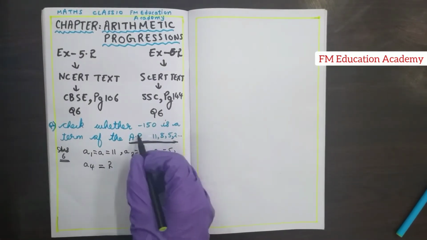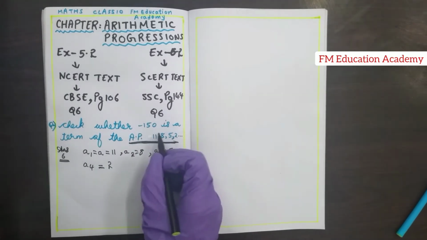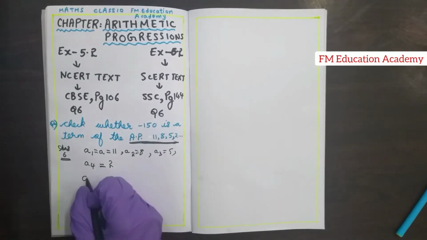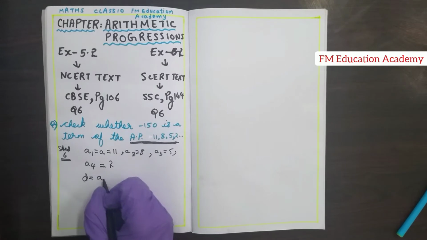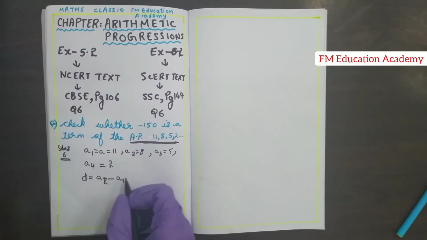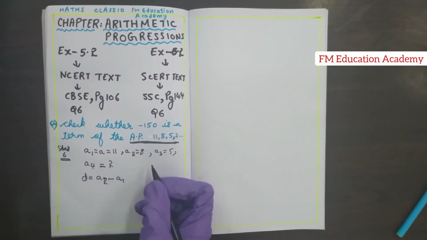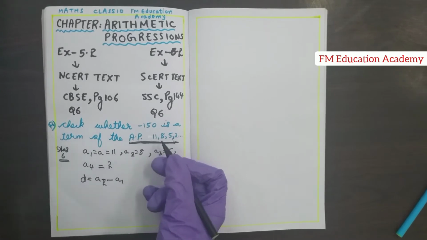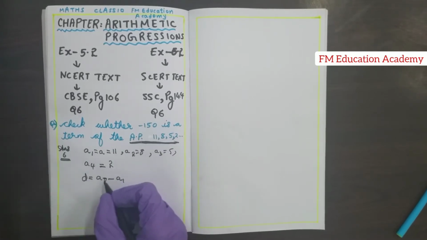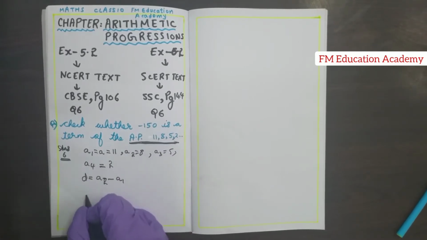Now, since I know it is an AP, I can find out the common difference d. What is the common difference d? The formula for common difference d is second term minus first term. I don't need to find the d value two times because it is already given that it is an AP. That is why I'm finding it just one time. d is equal to A2 minus A1, the formula of common difference.